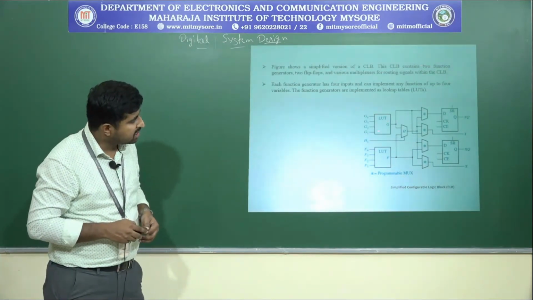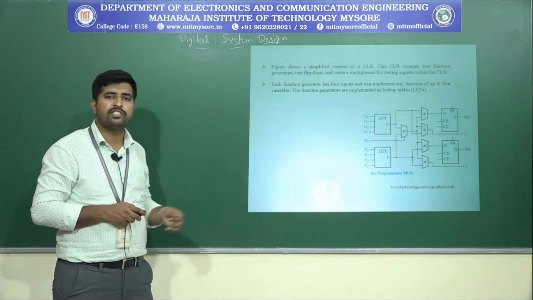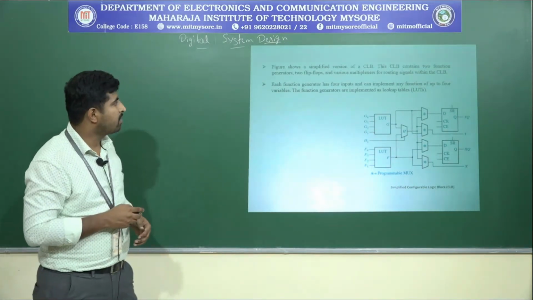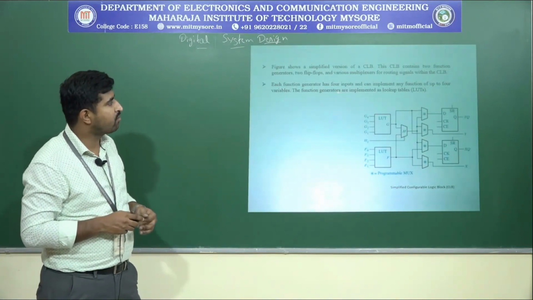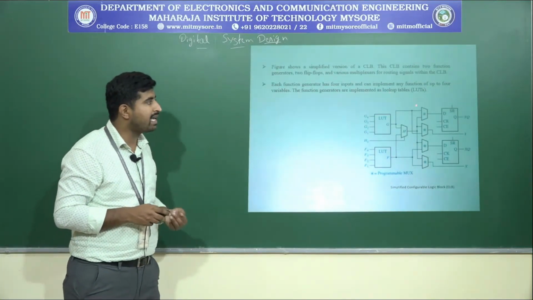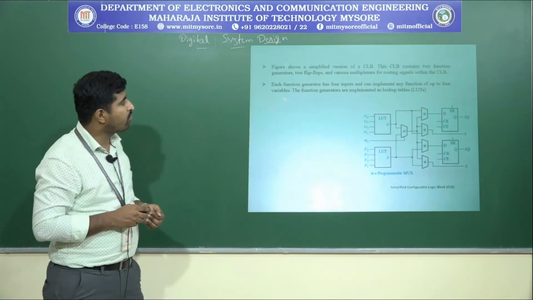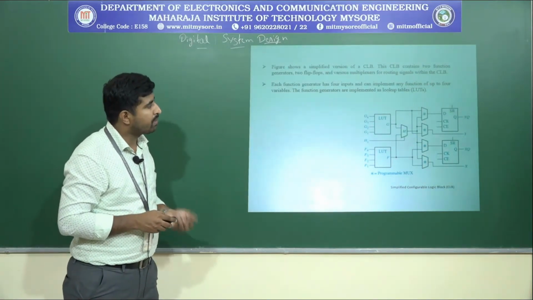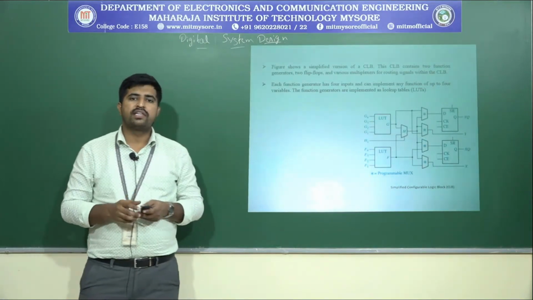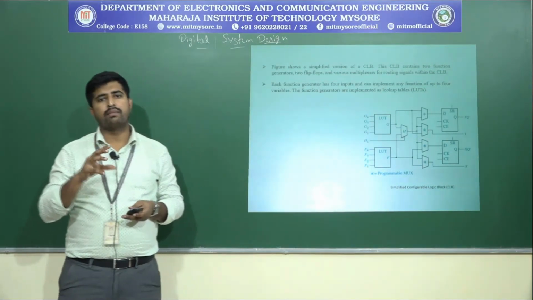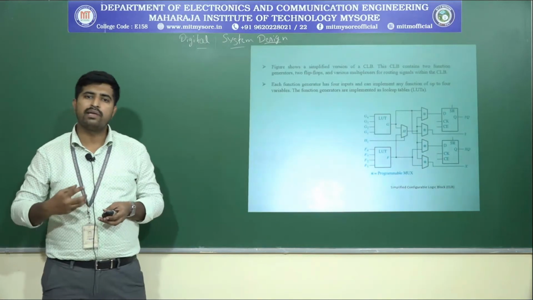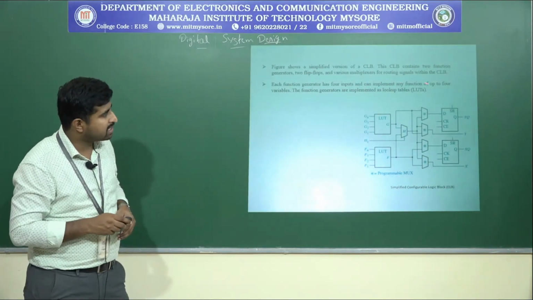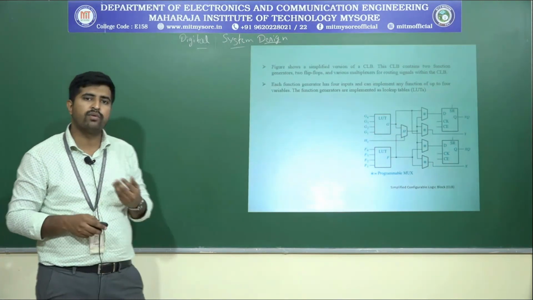These function generators consist of logic circuits which can implement 4 variable functions. Each function generator has 4 inputs and can implement any function of up to 4 variables. These function generators are implemented as lookup tables. Lookup tables hold stored data, and by using that we implement the different functions. So this has only 4 variables, right? So this can implement only 4 variable functions.